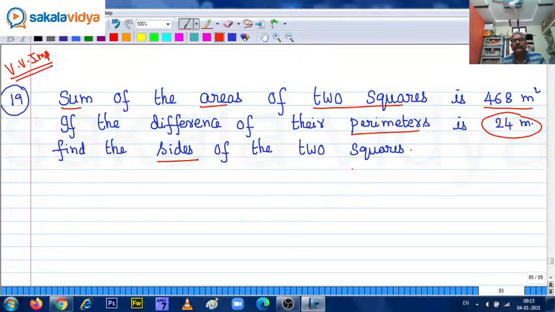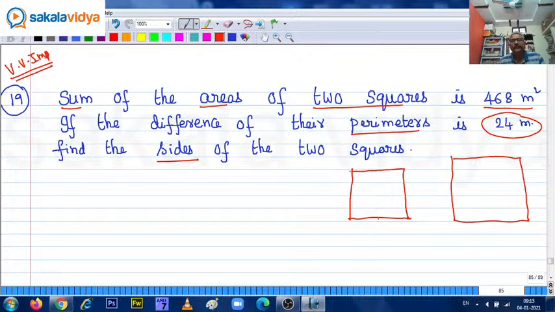So that means you take a square. First square, this is. You take another square. Square means length and breadth are equal. Say x, this is y. So obviously the area of this square becomes x into x, x square. This will be y. This area will be y square. What is given? Sum of the areas. x square plus y square is equal to 468, given.